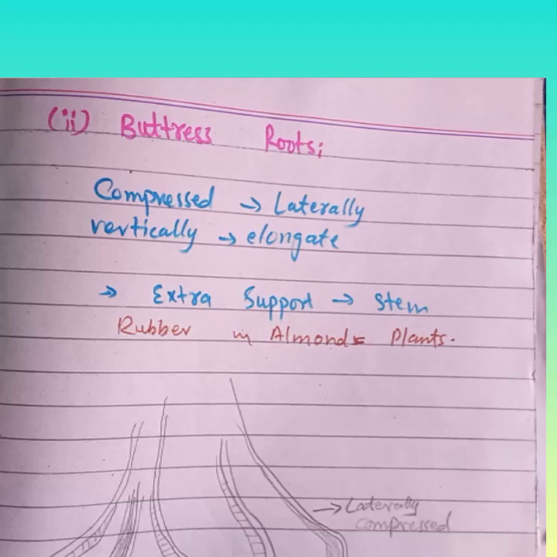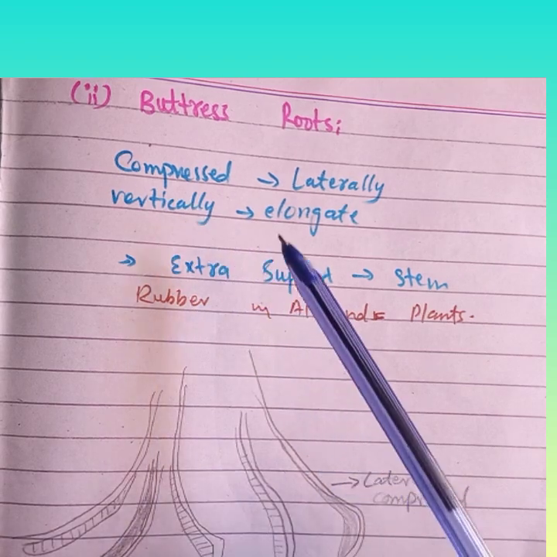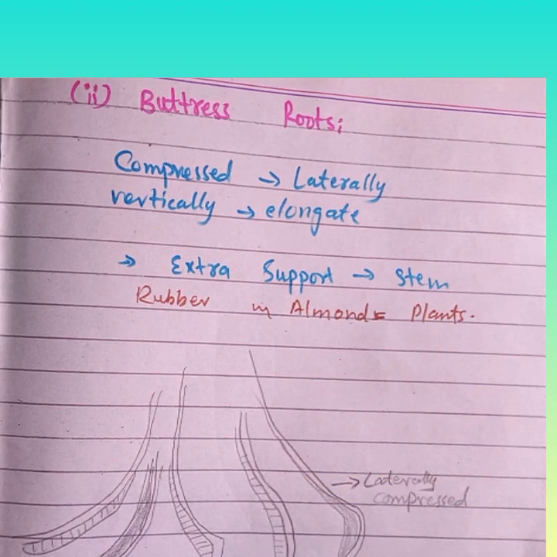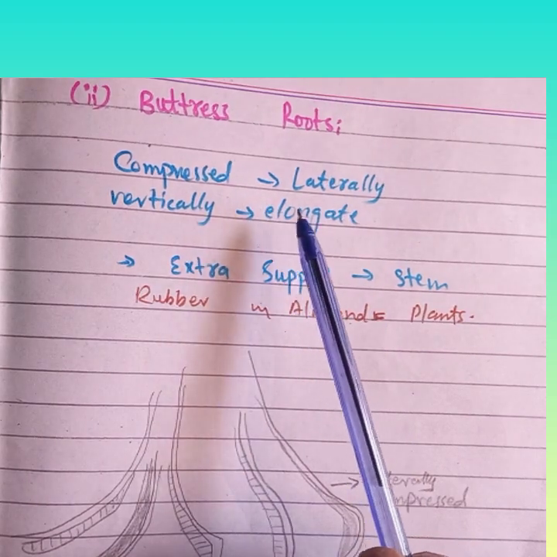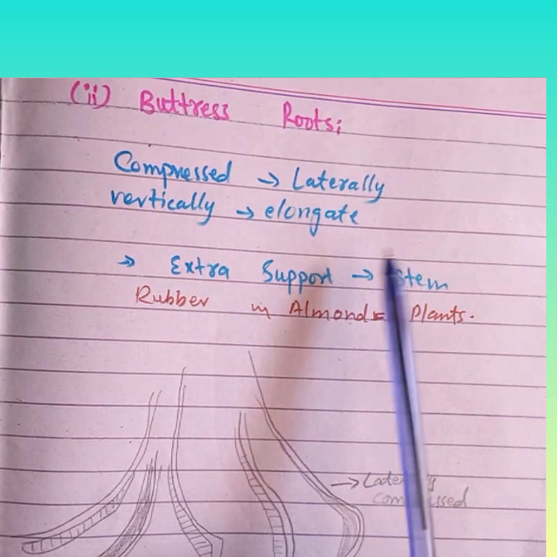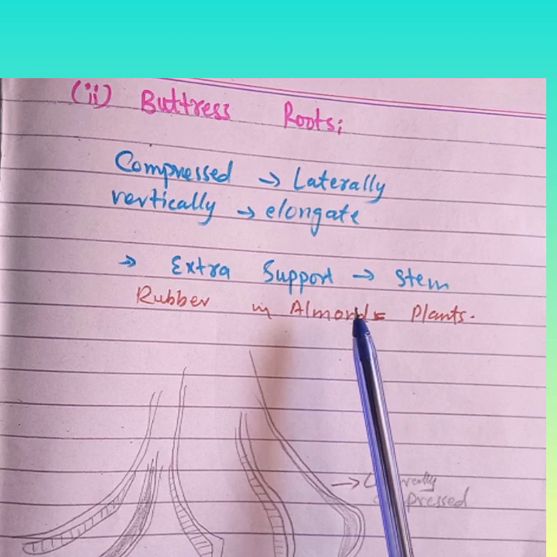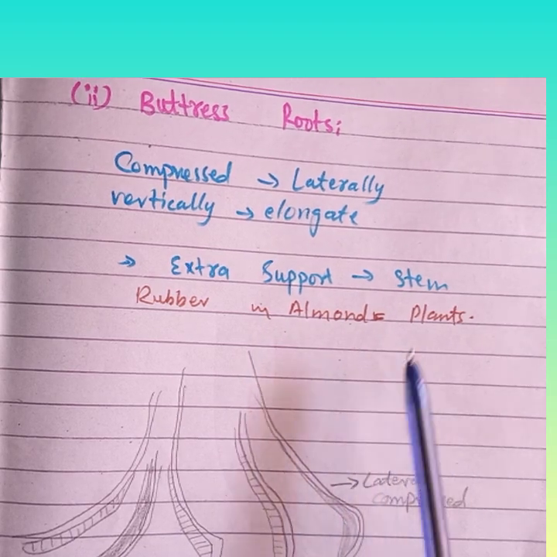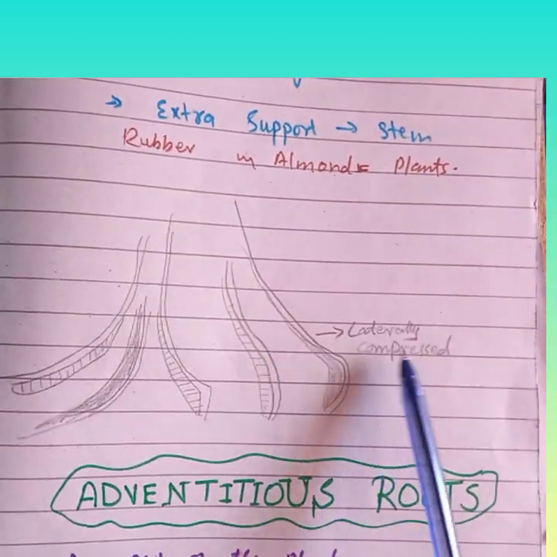Next is buttress root. So what is a buttress root? These are also a special type of taproot. These are laterally compressed and vertically elongated roots that provide extra support to the stem. Examples of these kinds of roots are rubber and almond plants. You can see in this diagram the roots are laterally compressed.